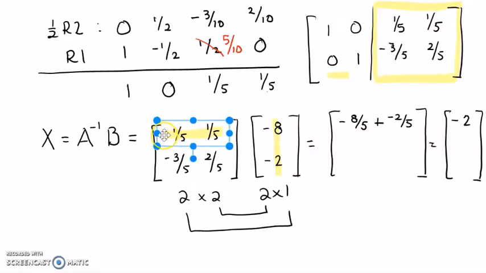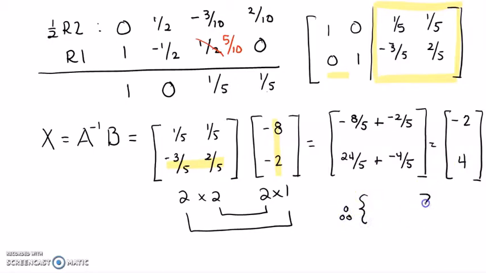Now I want to multiply the second row by the first column to find element 2, 1. So negative 3 times negative 8 is positive 24/5. And positive 2 times negative 2 is negative 4/5. And when I combine those, I get 20 divided by 5, which is 4. Therefore, my solution set is the ordered pair negative 2, 4.